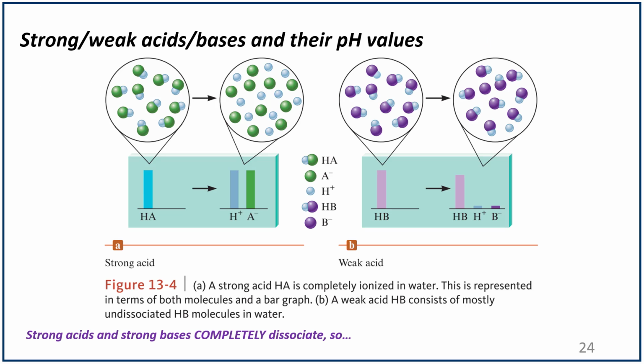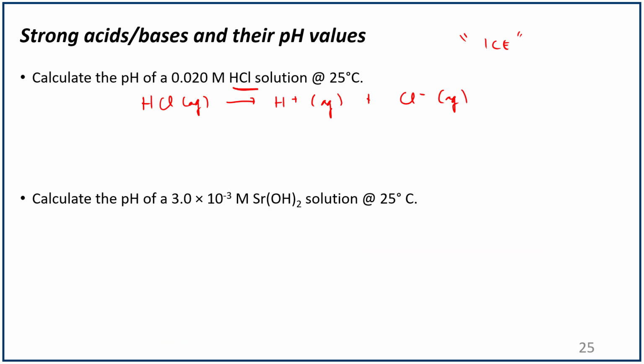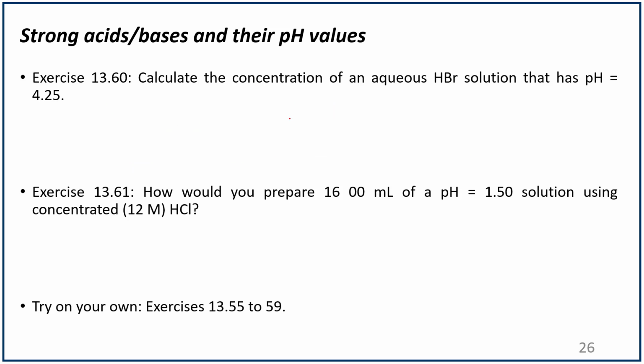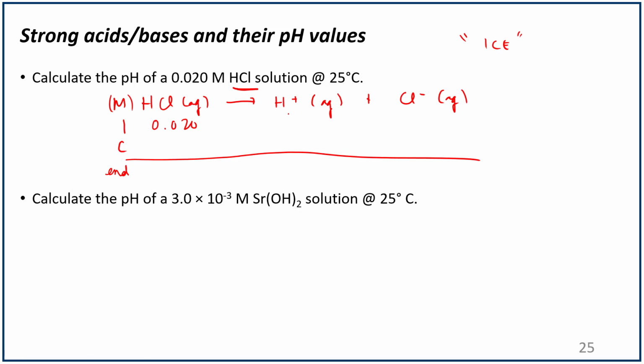It's ICE with air quotes just because this is not an equilibrium problem. Notice that it goes into full completion. Okay, so for this one, that will be I, C, and then instead of E here, let's put end. Okay, so for this one, we're going to start with 0.020 molar of HCl. We begin with nothing for H+ and nothing for Cl-.